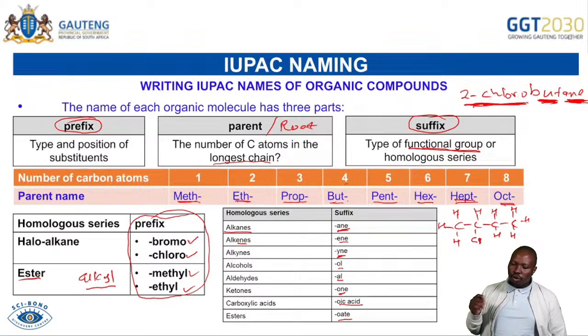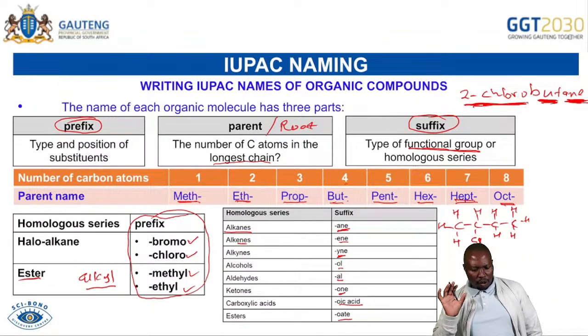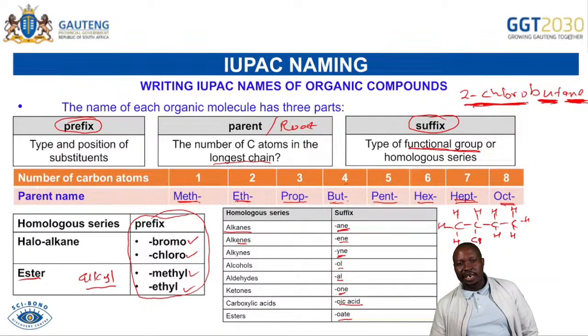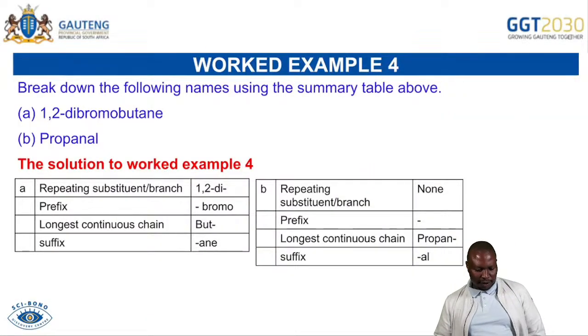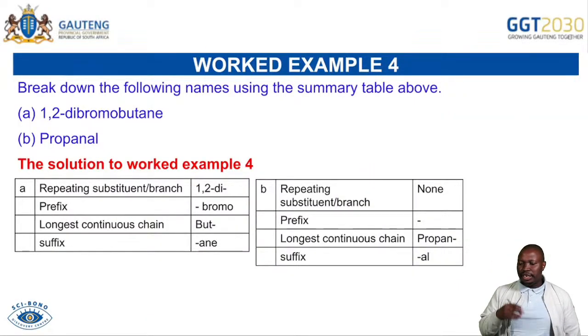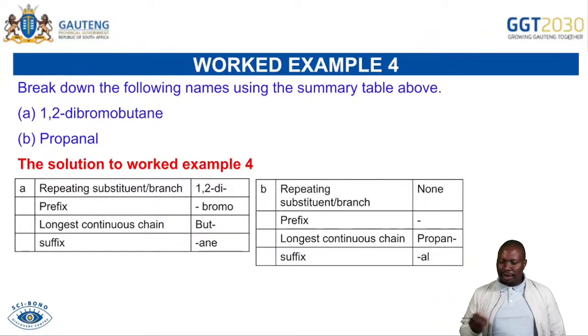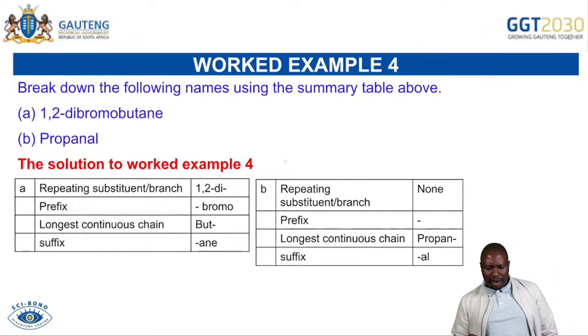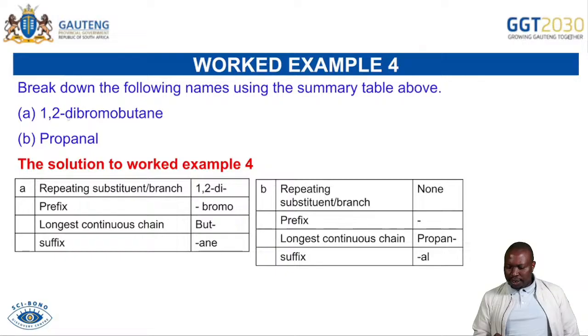Now we're going to use this method of naming to name our organic molecules. So here you were given this as well as a further example, the last two, to say break down the following names using the summary table below. Now look at what we did then. We said we start here.